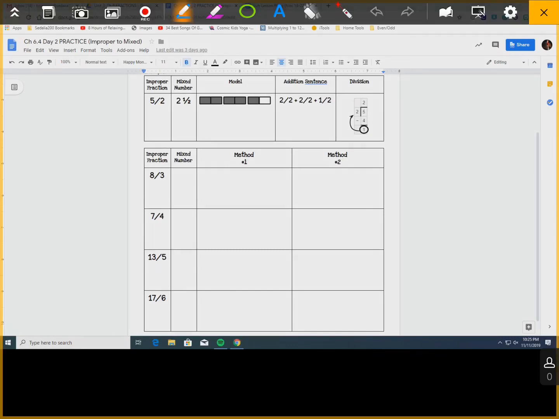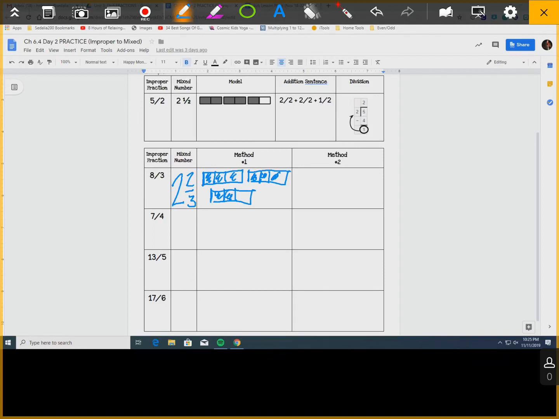Let's take a look at the first one, 8/3. If I were to draw that as a model, I'm going to have my wholes and I'm going to split them into thirds. I'd have 3/3, 6/3, and 2 more thirds. I can easily see that my mixed number is 2 and 2/3.